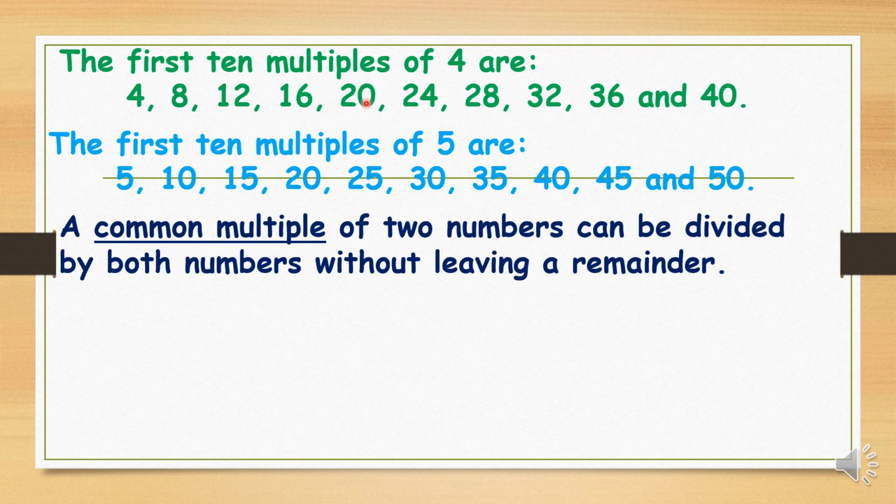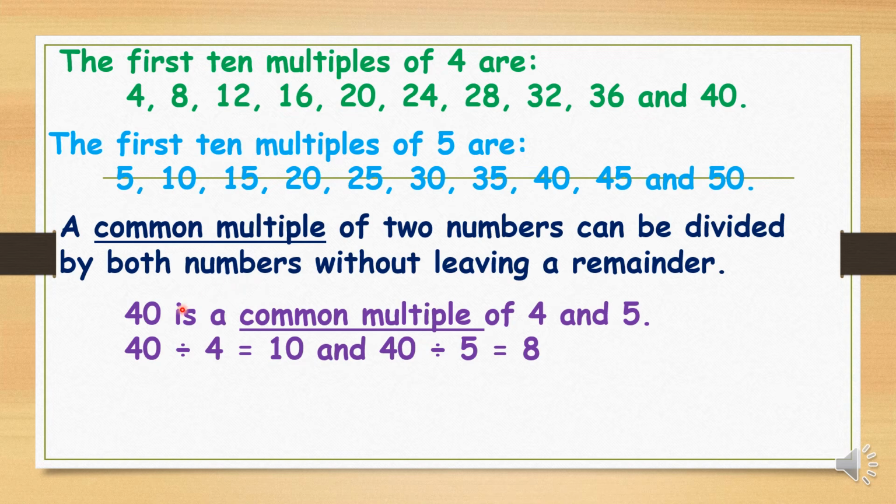The first one would be 20. 20 is a common multiple of both 4 and 5 because it belongs to both lists. Are there any others? 40, you're right. 40 is also a common multiple because it belongs to both lists. And so 40 is a common multiple of 4 and 5, and it is only one of them as we have seen, because 40 can be divided by 4 exactly, and 40 can be divided by 5 exactly.